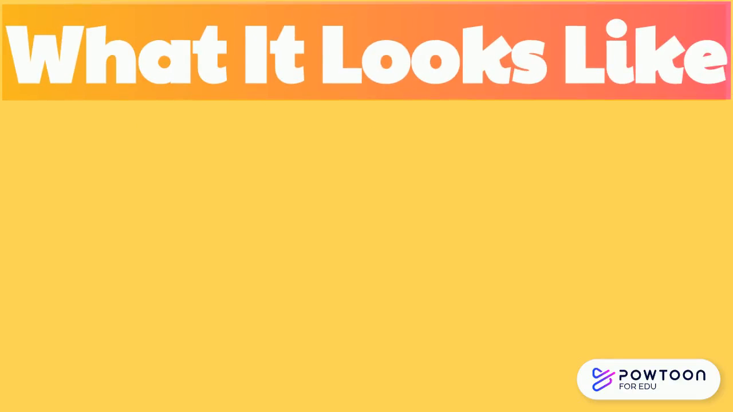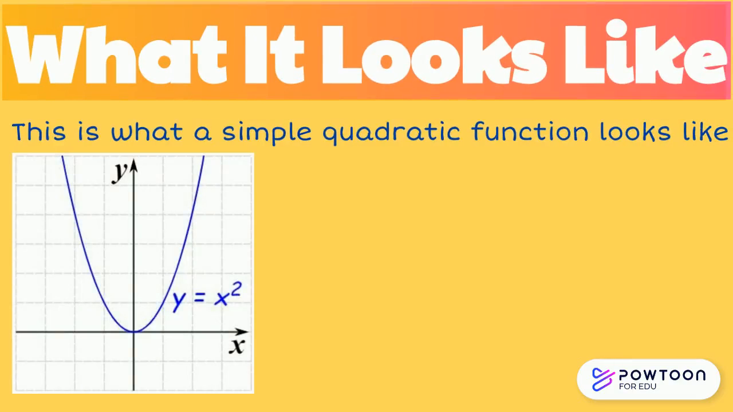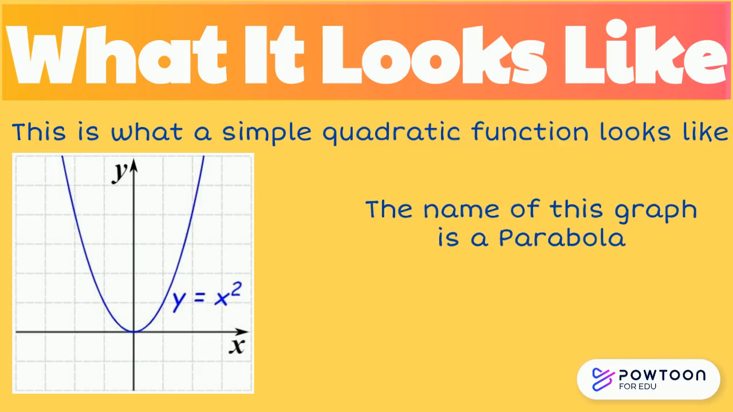In the most simple case of our quadratic function, this is what it'll look like. This is just y equals x squared. You should notice the curve of the line. We don't use straight lines with it. It has to be curved. And it can be opened upward like it is in this one, or it can actually be going downward. The name of this graph is a parabola.